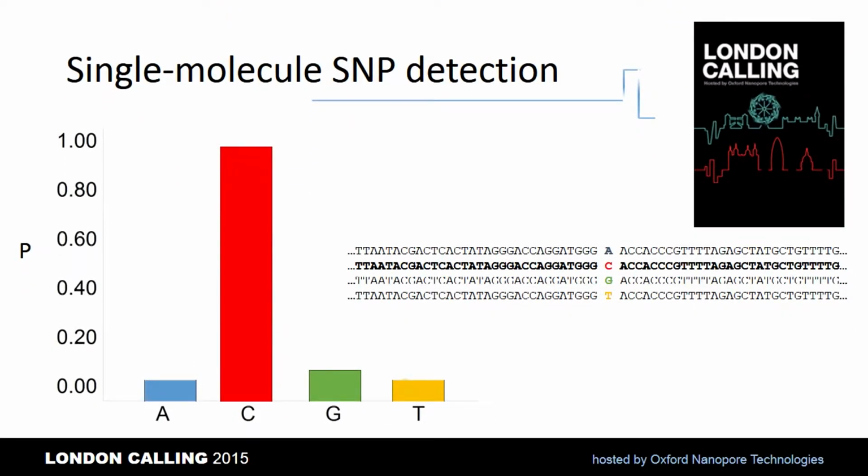With squiggle space data and a model of the k-mers corresponding to each base, we can use mapping to classify which transition path is the most likely. Importantly, this yields a single molecule estimate for each individual read. In this case, C is the most likely base.